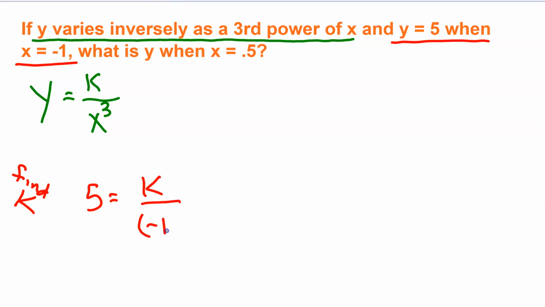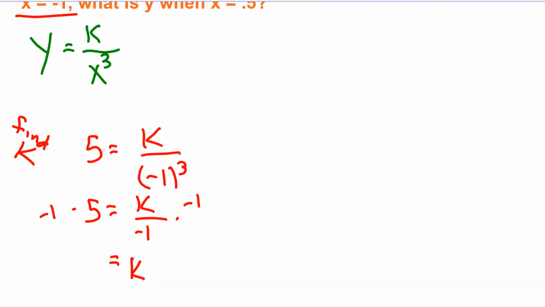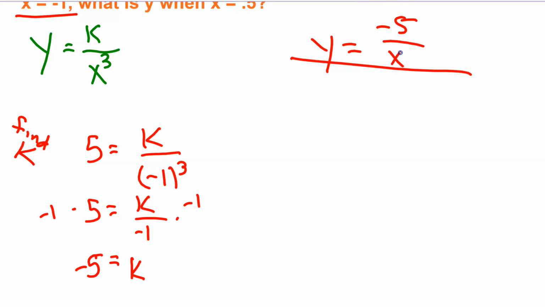K over negative 1 cubed. So that is k over negative 1 times negative 1 times negative 1, which is negative 1. Then I'm going to multiply by negative 1 to get k equals negative 5. So then I'm going to write my equation. Y equals negative 5 over x cubed.